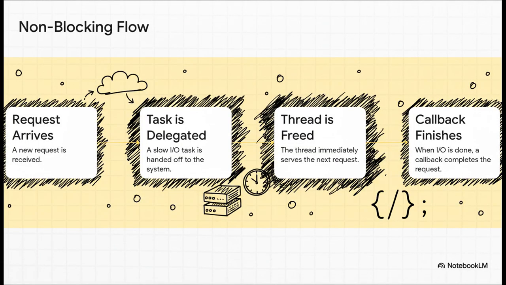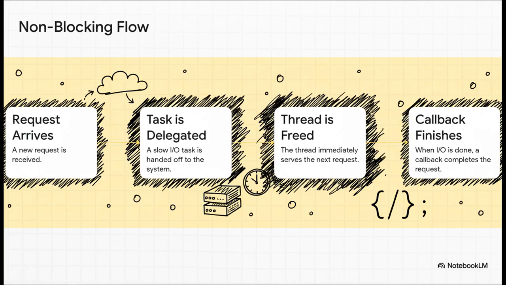Node.js completely flips this on its head. It uses a single main thread and something called an event loop. So when a slow task like a database query comes in, Node says, "Okay, system, you handle this," and it immediately moves on to the very next request. It doesn't wait around.